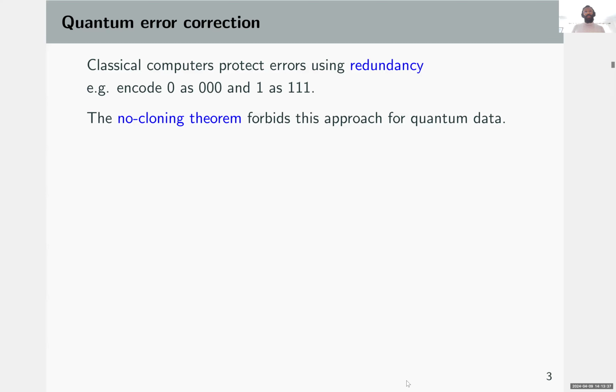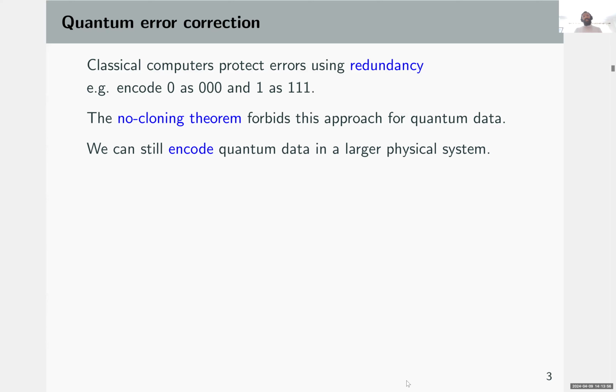However, we have this thing in quantum physics called the no-cloning theorem, which forbids this approach for quantum data, because we just can't copy data. Unlike in the classical case, we're not just trying to protect 0 and 1, but any superposition of them. If we have an arbitrary superposition, we cannot just make copies of it, because there's a theorem that forbids it. However, and this part is very clever, it's still possible to encode quantum data in larger physical systems and introduce a sort of redundancy whereby we can protect quantum data.